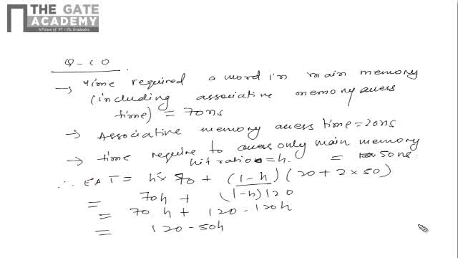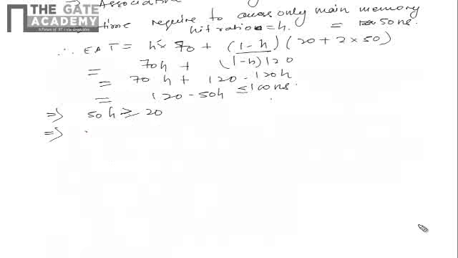And in the question, it is given that EAT is achieved. How much will it be? Effective access time is 100 nanoseconds, right? So it is less than or equal to 100 nanoseconds, correct? So when you solve this, you will get 50H is greater than or equal to 20, right? So the inequality sign changes. It's 20 by 50, which is nothing but 0.4, so you can say that it is 40%. So the answer is 40%, that is 0.4, right?